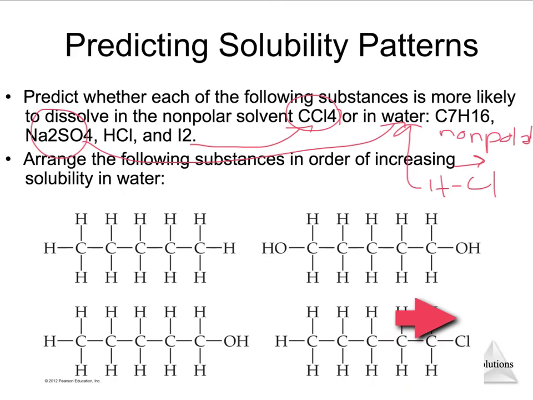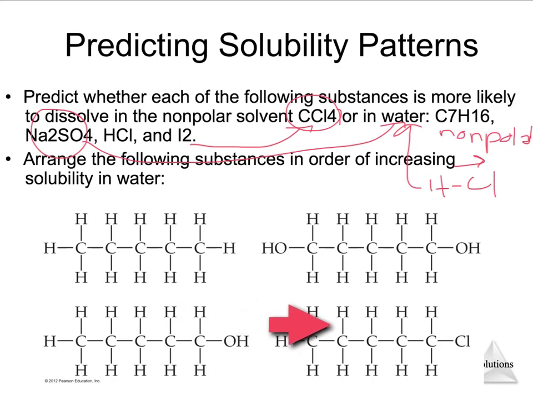If we were to rank these in increasing order of solubility in water, I would say that this one would be the least. So I would put this one first because it doesn't have any polar groups. So it's not going to be very soluble in water, if at all. The next one that I would say would be this one.